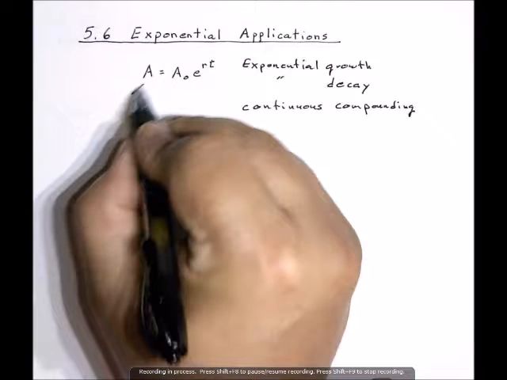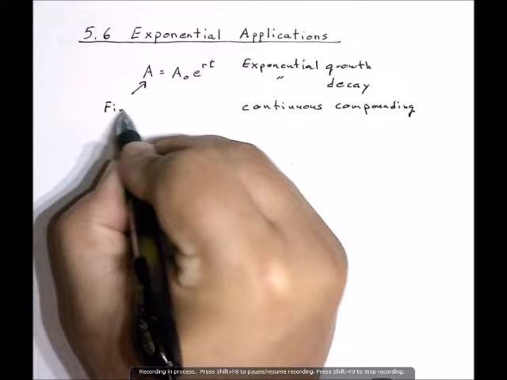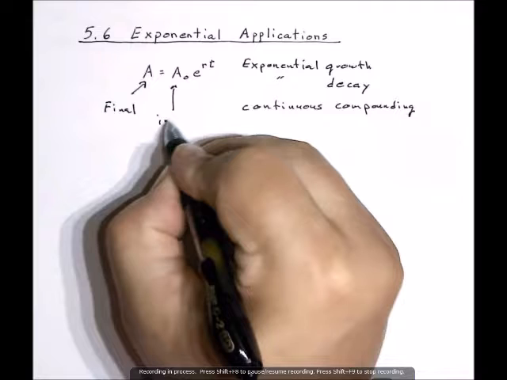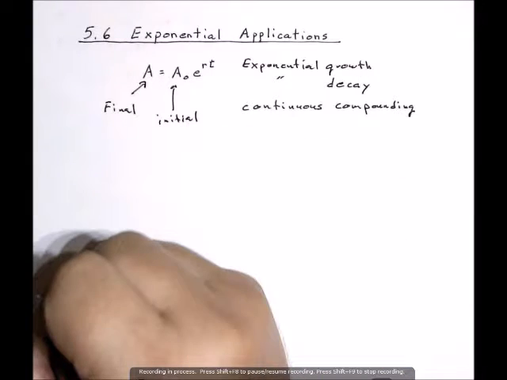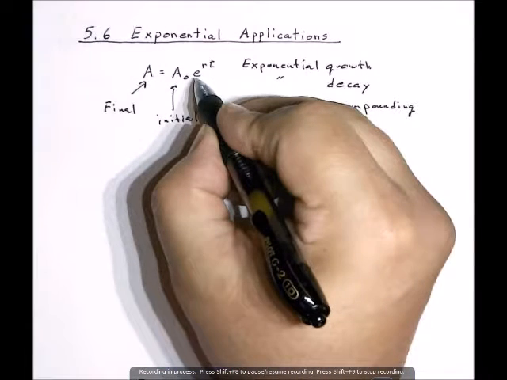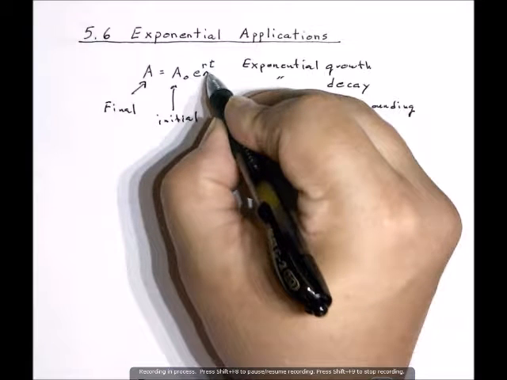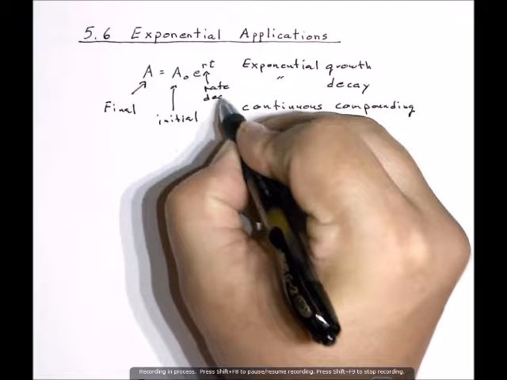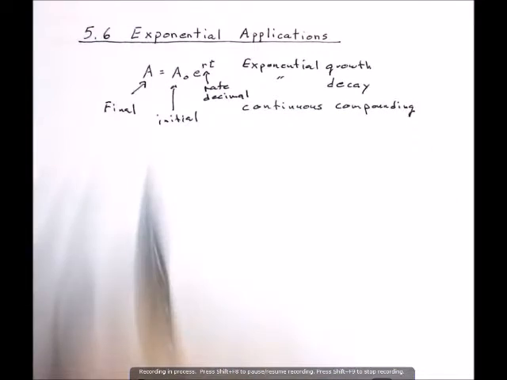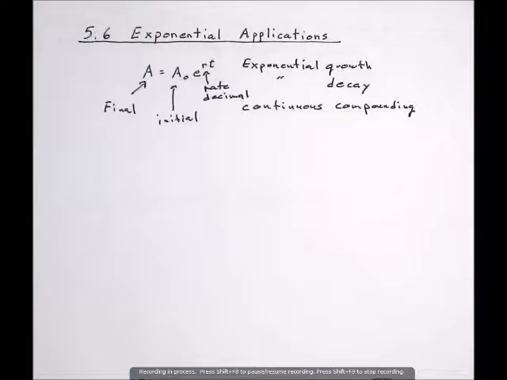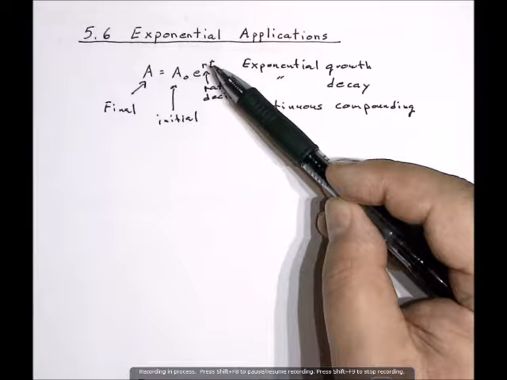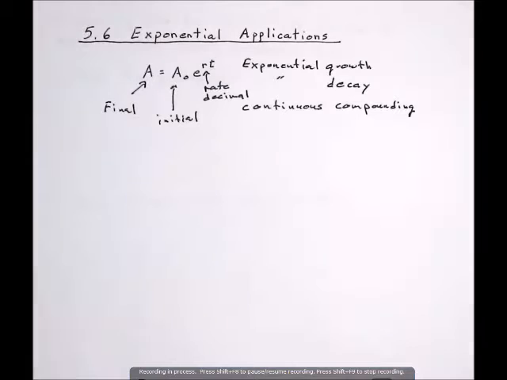This will always be your final amount. This will be your initial amount. The E is Euler's number. Rate is always going to be a decimal. So the rate will come into and go out of your equation as a decimal. And T is going to be your time, and the units are going to vary in these problems, so pay attention to the units.